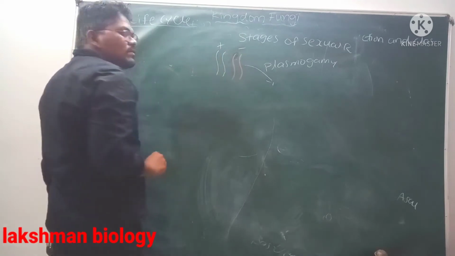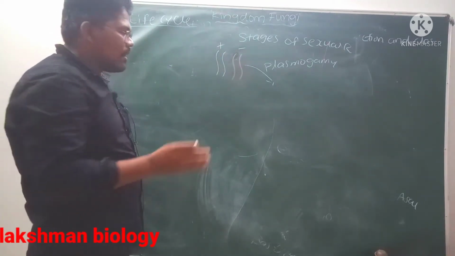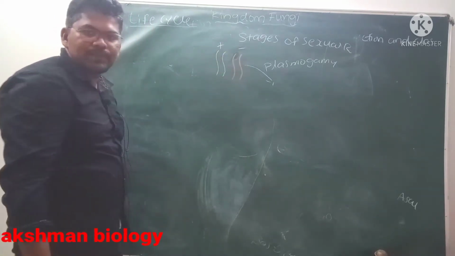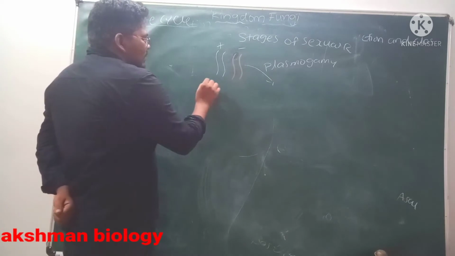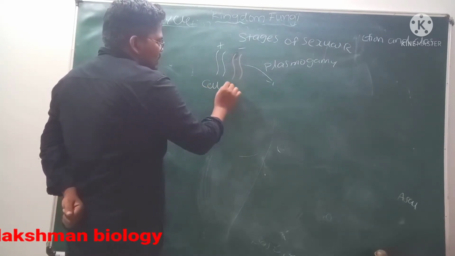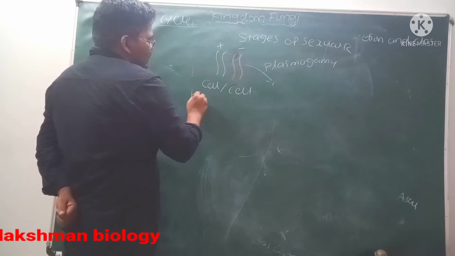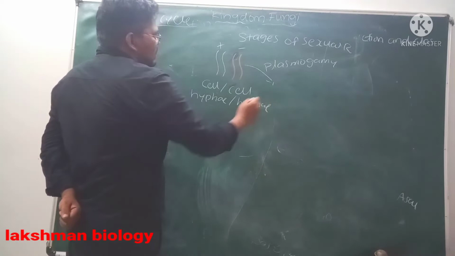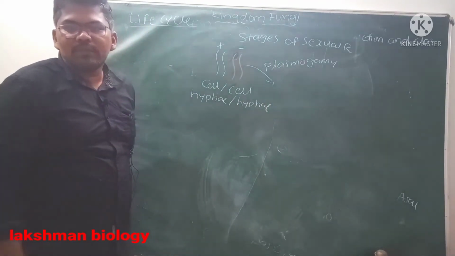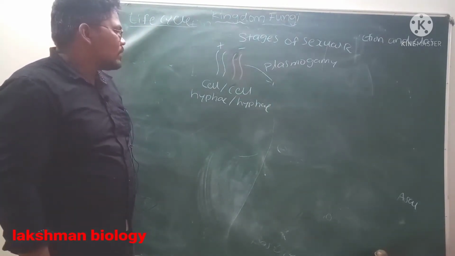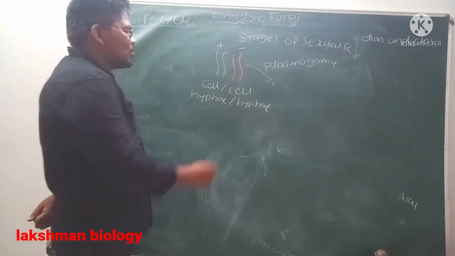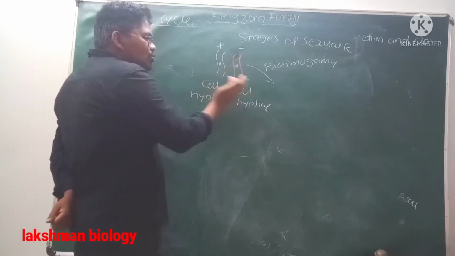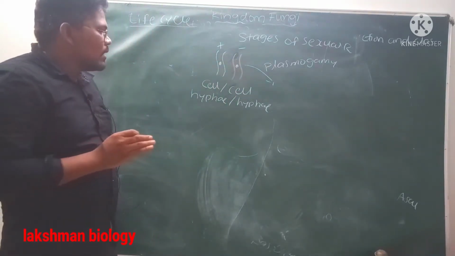Plasmogamy occurs between two different strains of fungi. See, this is one strain, this is one strain. It occurs between two cells, or it may occur between two hyphae. What is hyphae? Already we have discussed. The filament of fungi is called hyphae. Here what happened? Plasmogamy means fusion of two gametes or two cells or two hyphae.